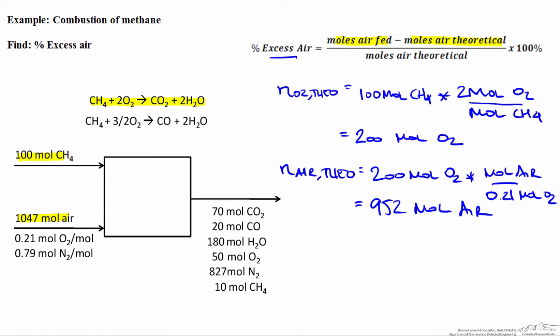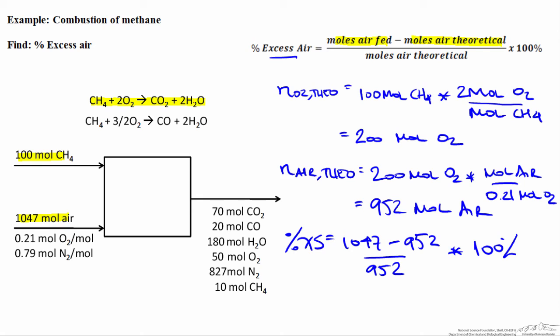Now we know what we have fed to the reactor as well as what we need, and we can use the percent excess formula to figure out what the percent excess is in this case. So plugging in, the percent excess is equal to the 1047 moles of air that are fed minus the 952 moles of air that are theoretically required, divided by that theoretical requirement of 952. And when we multiply by 100%, we find that we are feeding air at 10% excess.